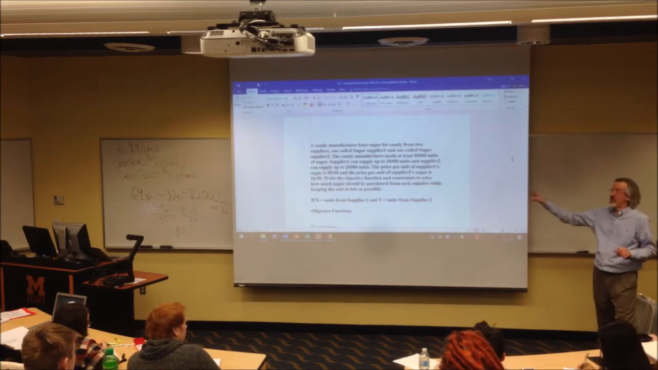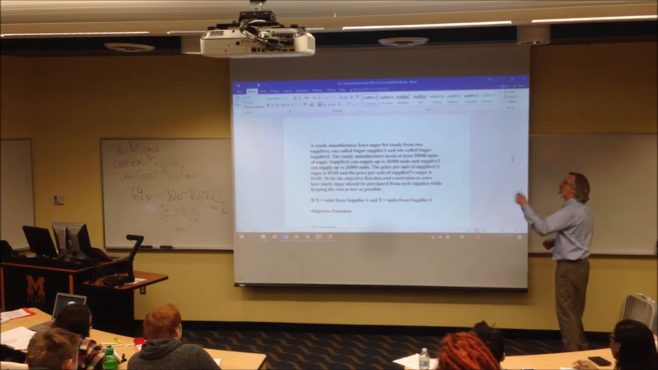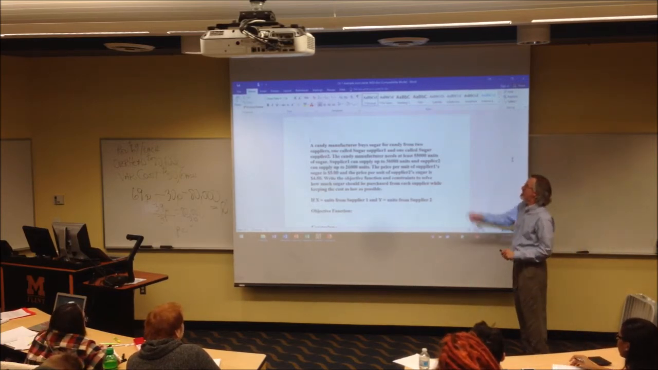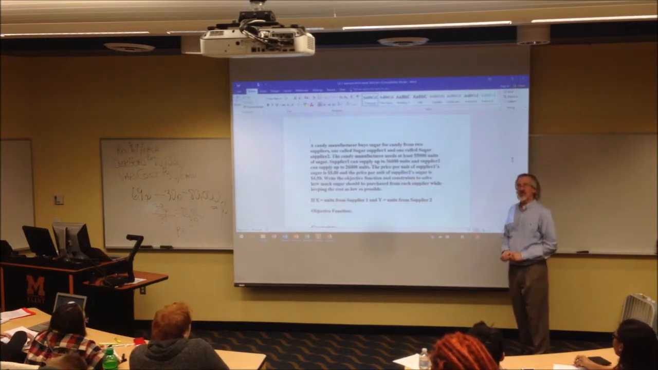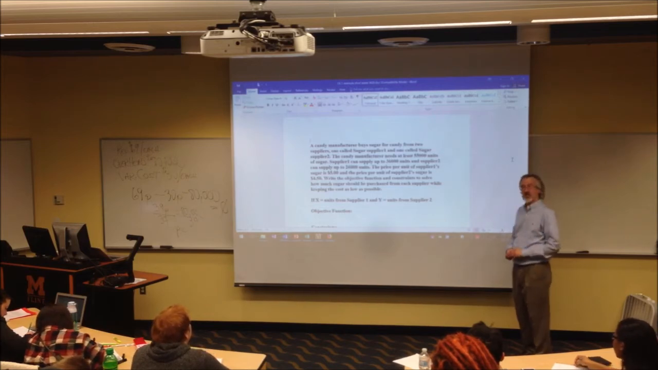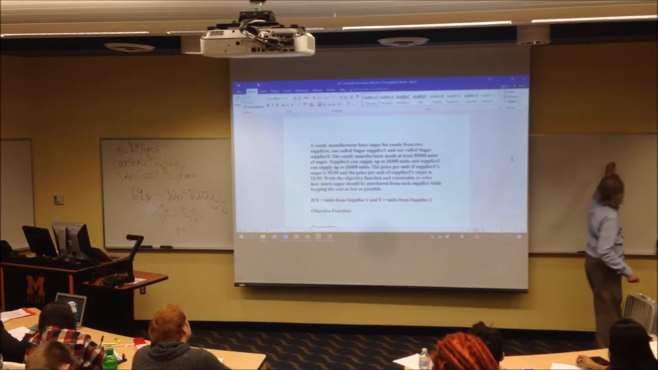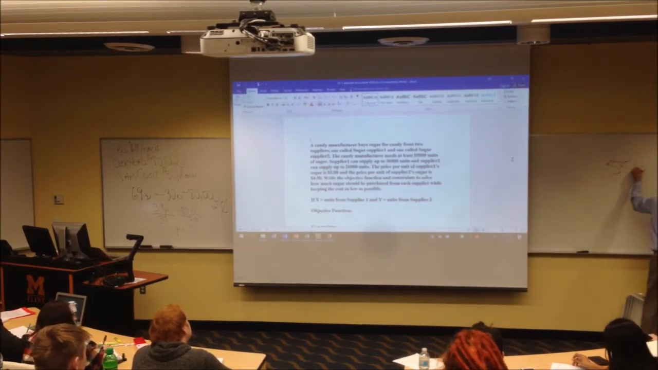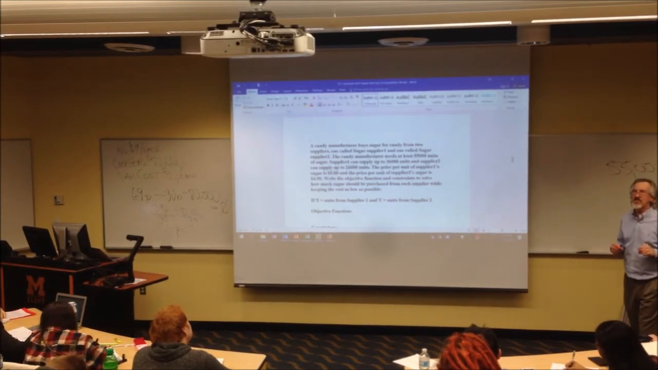Just refresh your memory. Candy manufactured by sugar from two suppliers. One's called sugar supplier 1, one's called sugar supplier 2. The candy manufacturer needs at least 55,000 units. Think about it as you're reading this. Is that a limitation? The candy manufacturer needs at least 55,000 units. Matter of fact, I'm jumping in. 55,000. The candy manufacturer needs at least 55,000 units.